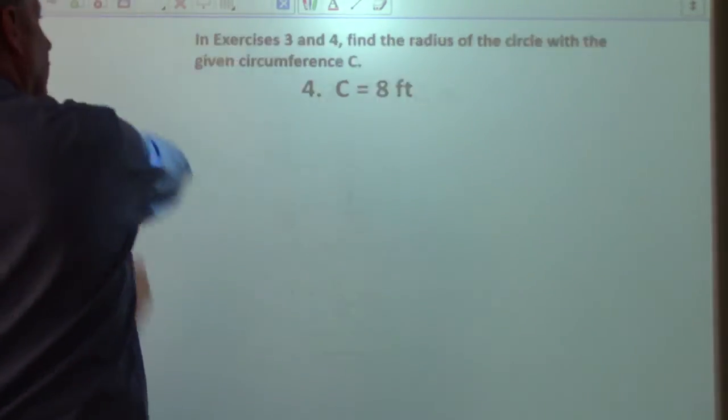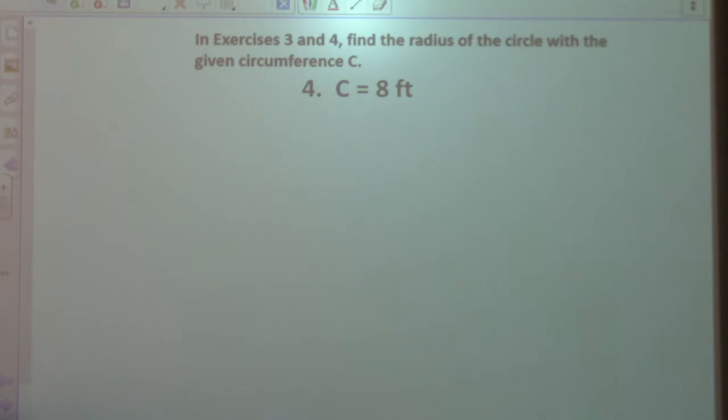I'm going to choose somebody for number 4 here. Hatton.